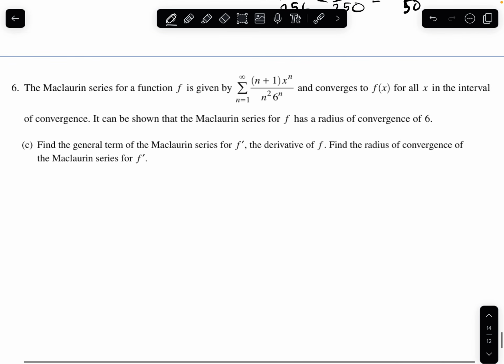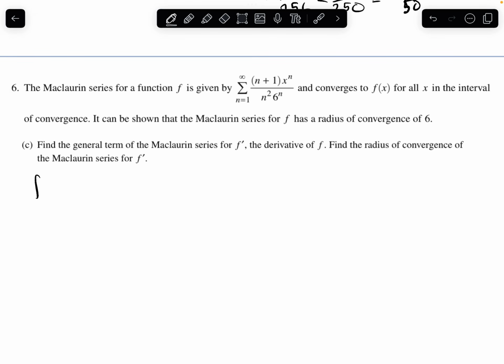So part C then, we're going back to using the function f, and it wants us to find the general term for f prime, or the derivative of this series, and then find the radius of convergence for the Maclaurin series that we find with our derivative. All right, so first things first, what does this series look like?